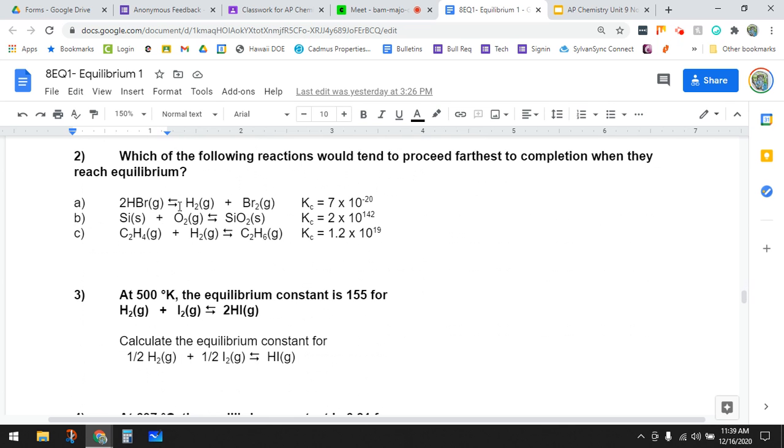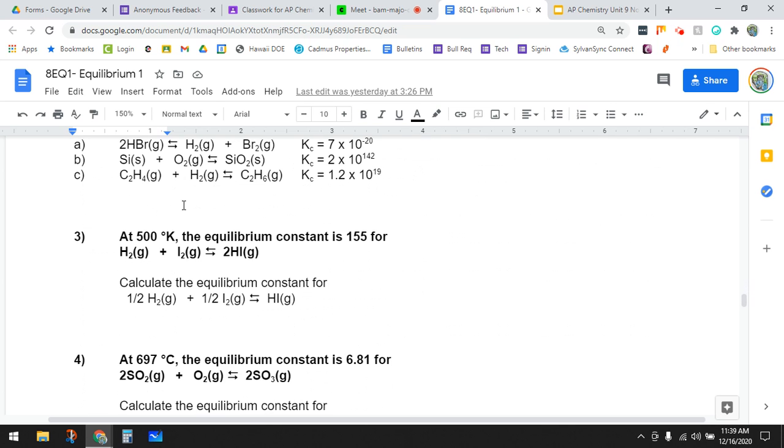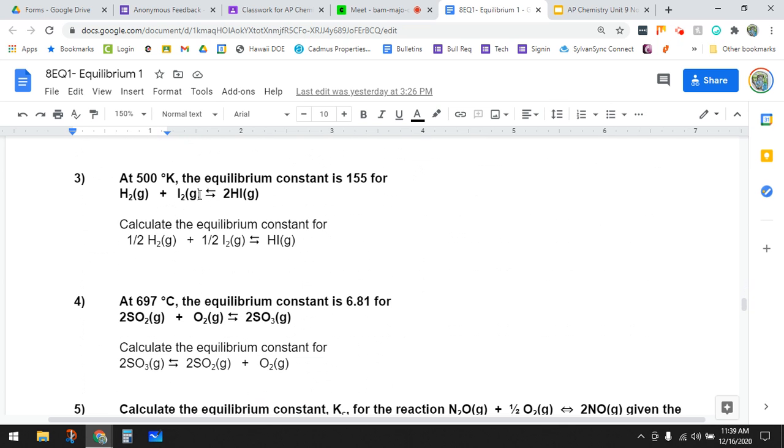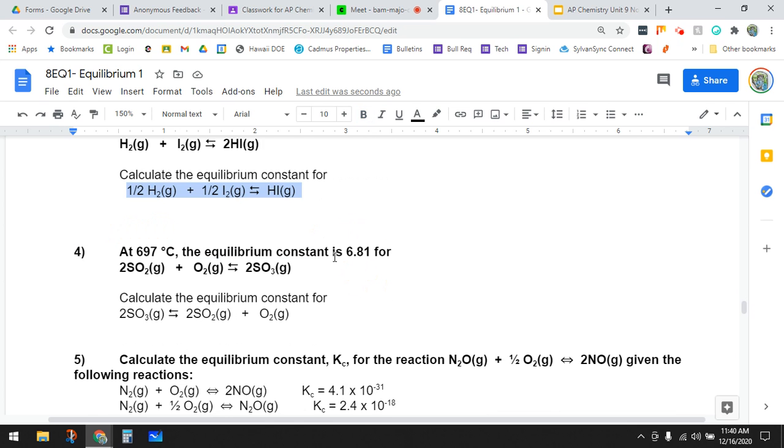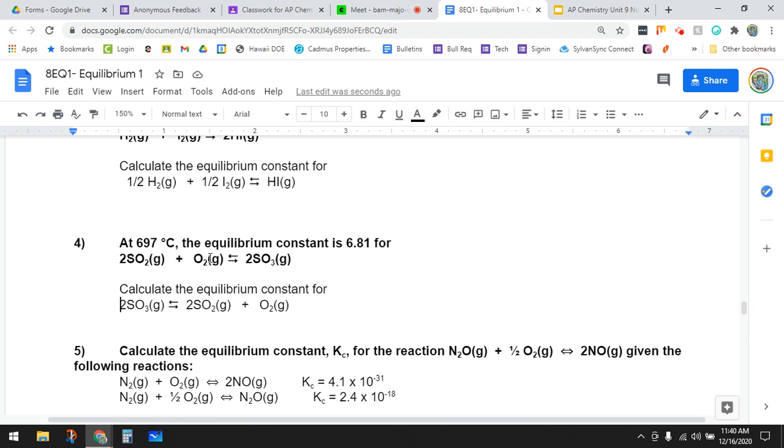And then 1, 2, let's see. For number 3 here, we're taking this reaction and multiplying it by 1/2. So the equilibrium constant here is 155, and the K here would be 155 to the 1/2 power. This one, you're just flipping the reaction, so it would be 1 over 6.81.